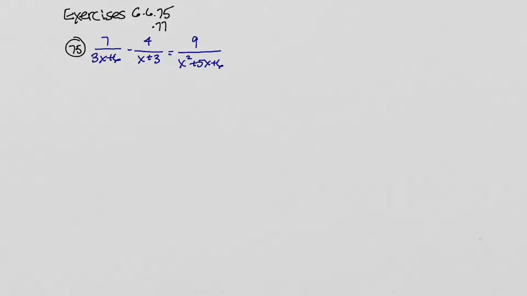So we know what to do to start this one. We're going to factor these denominators. We can factor a 3 out of here, and we can factor this trinomial. So let's do that. So we're going to get 7 over, let's take that 3 out, and we'll be left with x plus 2, minus 4 over x plus 3, equals 9 over, how about an x and an x? And let's use a 3 and a 2, and we'll make them both positive. That'll give us that 5.